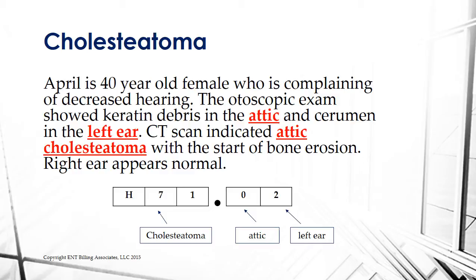Because this note clearly stated that the cholesteatoma was found in the attic of her left ear, we can choose a specified code. And as you saw on the previous slide, the fourth digit of the code signifies a site, so in our case, we would use the 0 for the attic. And the 5th digit is used to signify laterality. So in our case, we'd use the 2 to signify the left ear.